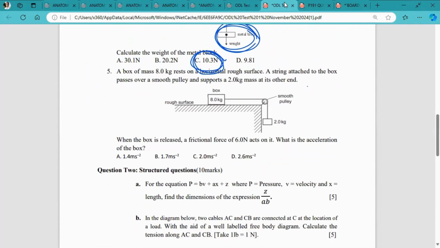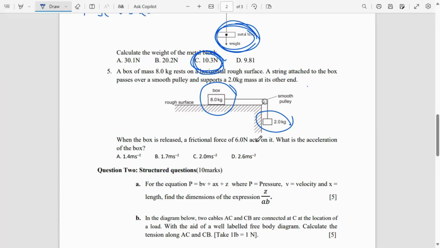Okay, question 5. A box of mass 8 kilograms rests on a horizontal rough surface. A string attached to the box passes over a smooth pulley and supports a 2 kilogram mass at its other end. So we have a box of 8 kilograms here lying on a rough surface. Then we have another box of 2 kilograms lying on the other surface there. So when the box is released, a friction of 6.0 newtons acts on it. What is the acceleration of the box?